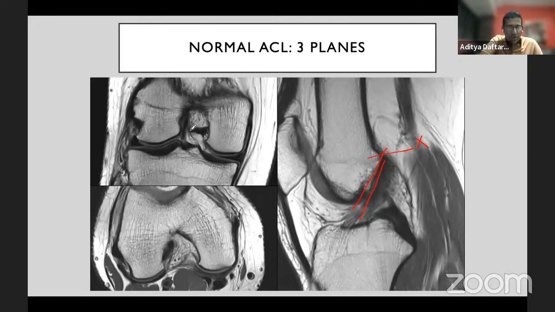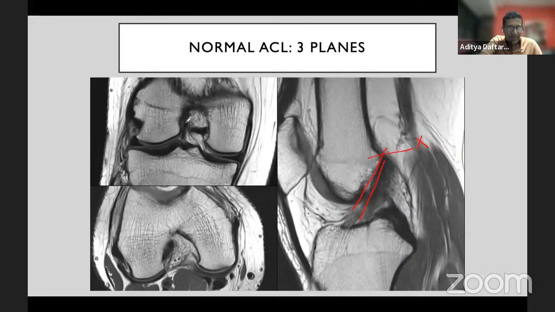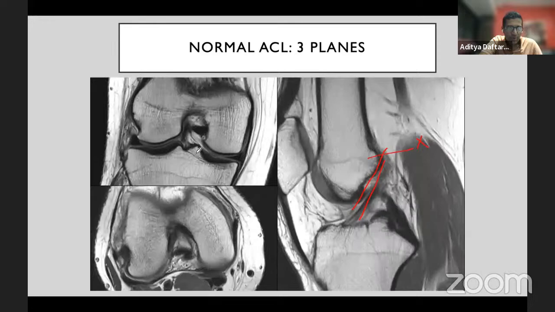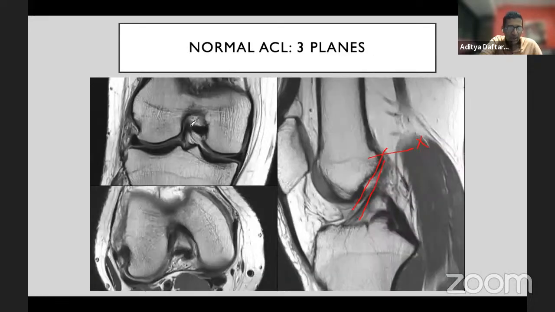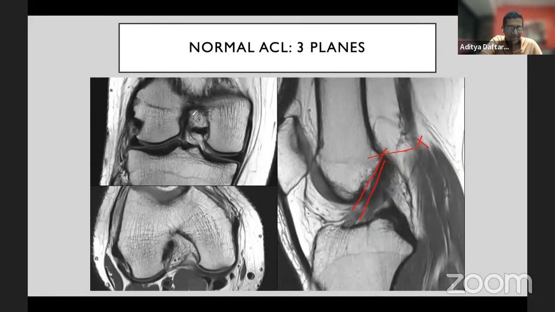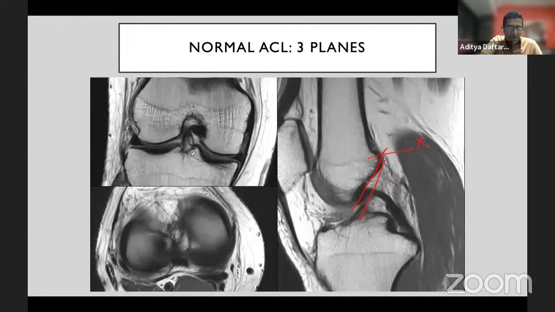On the coronal images also, you can see this ACL quite nicely at the femoral attachment. And as you scroll forwards, you can see it coming down towards the tibial attachment. You also see how higher up here, the ACL has a nice dark appearance. But as you get down, it's got this more striated appearance because of the fibers spreading out. This structure over here is the posterior cruciate ligament.